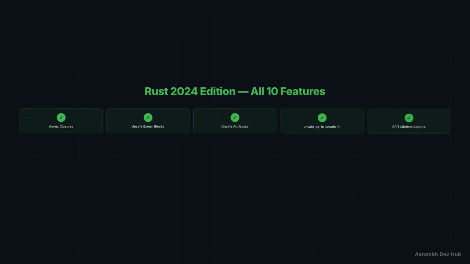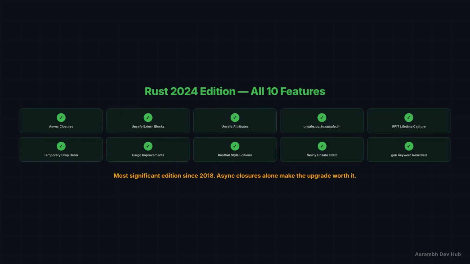That is every meaningful feature in the Rust 2024 edition. Async closures with the new AsyncFn traits, unsafe extern blocks with per-function safety annotations, unsafe attributes, the unsafe_op_in_unsafe_fn warning making unsafe functions clearer, RPIT lifetime capture fixes, temporary drop order improvements, Cargo's Rust version aware resolver, Rustfmt style editions, newly unsafe standard library functions, and the gen keyword reservation. The 2024 edition is the most significant update since 2018, and async closures alone make the upgrade worth it for any project doing serious async work.